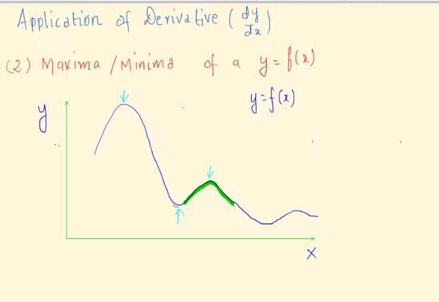Those points are called points of maxima and minima. Example, in this case, the value of x, let's say this is x1, at which y attains a local maximum value. That means the value at x1 is relatively higher than its locality. It's called local maxima or simply maxima. The value of x at which y attains a local minimum value is called points of minima.